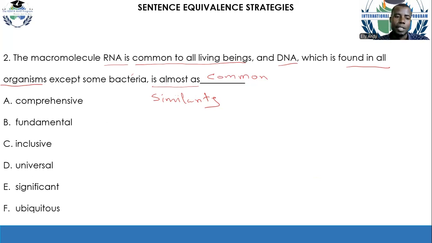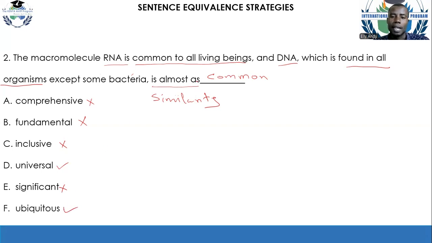So let's look at the answer choices and see which of them will give us the same meaning. So comprehensive won't fit. We have fundamental, not giving us the same idea. Inclusive, not really. Universal, this one looks good because we can say that RNA is universal to all living beings. DNA is almost the same. So it's almost as common. So we leave that for now. Then significant, this one is out of contention. Then ubiquitous is another one. So we have universal and ubiquitous.